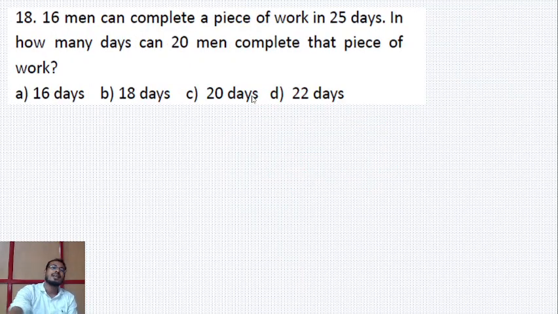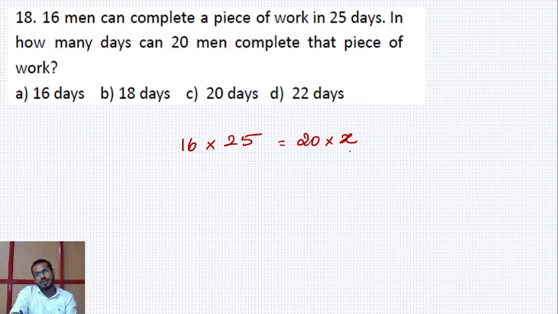60 is the right answer. Okay, let's move to the next question. 16 men can complete a piece of work in 25 days. In how many days can 20 men complete a piece of work? 16 men can complete it in 25 days. Then 20 men can complete it in how many days? Okay, men into days is the formula.